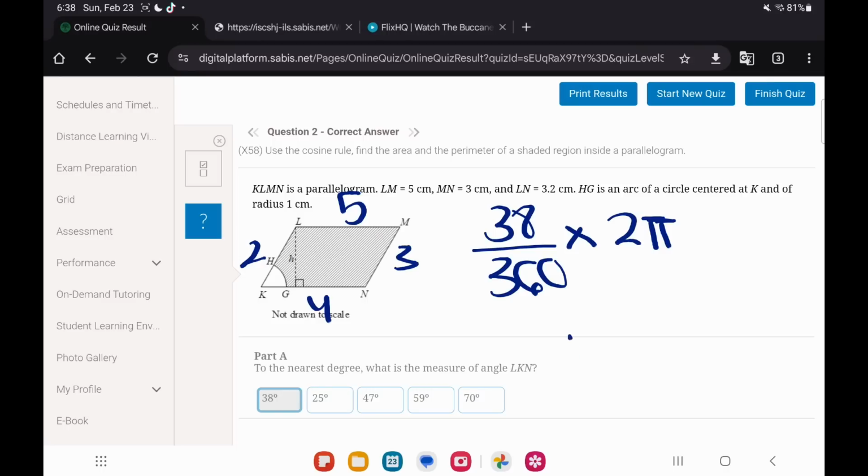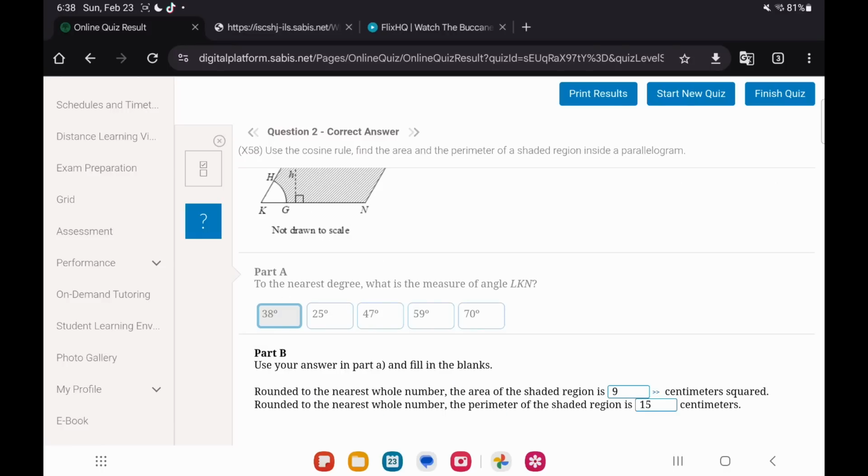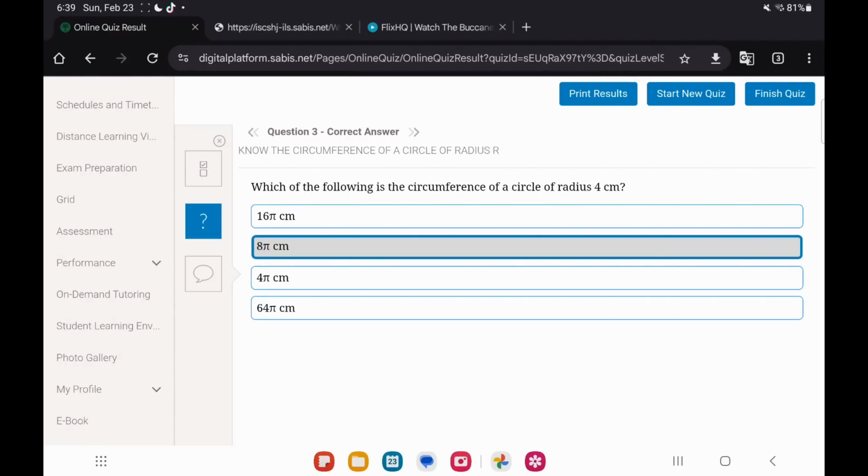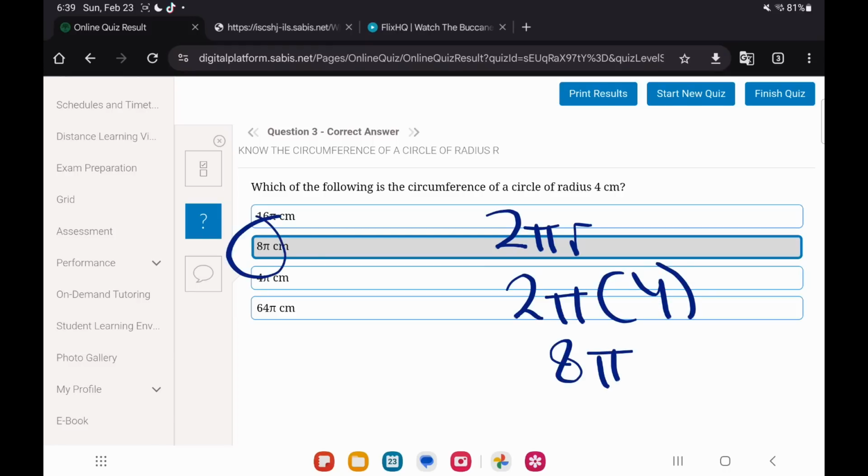You get 14.66, so 14.7, and then 14.7 rounded to the nearest whole number, because they tell you to do that, is 15. And we already solved this question 3 times, so you should know it. This is also very easy. The circumference of a circle when you don't have any angle is 2 pi r, so the radius is 4, so 2 pi 4, 2 times 4 is 8, so 8 pi, and that's your answer.